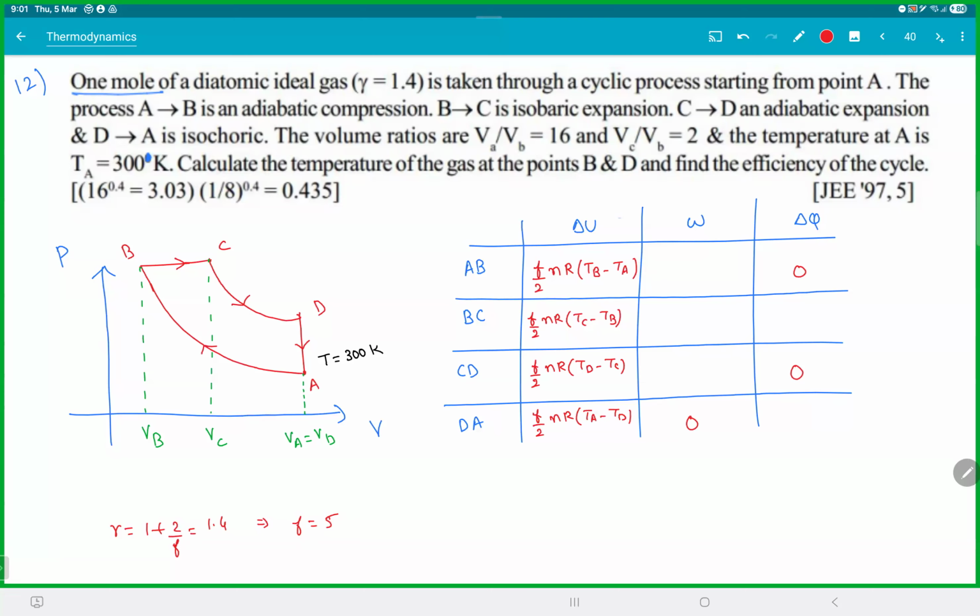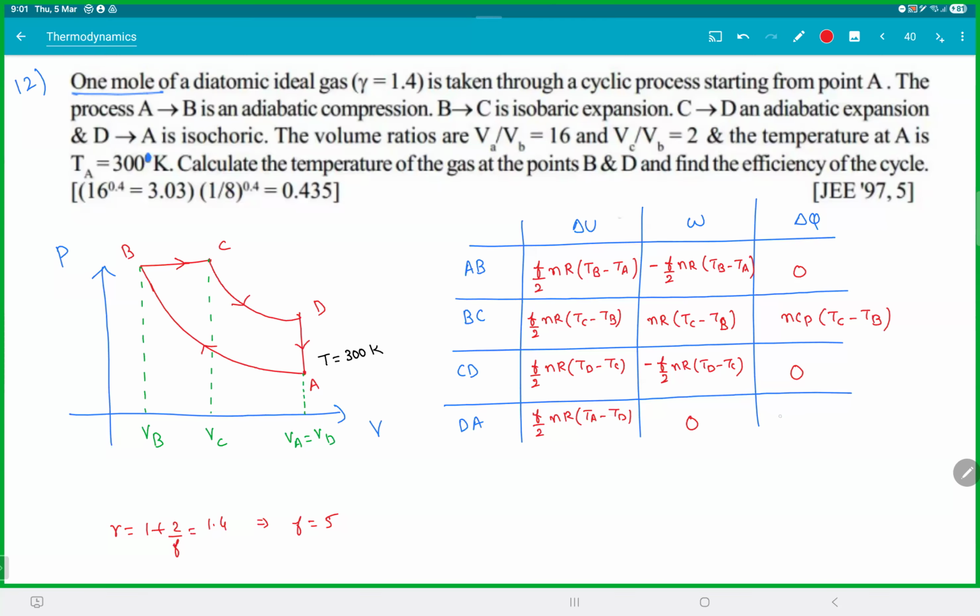Perfect. So you got all delta U's. If you got all delta U, in this cycle, if you see, the sum must be 0. So this is minus of F by 2 NR (TB minus TA). This will be minus F by 2 NR (TD minus TC). B to C is an isobaric process, which is NR delta T, which is TC minus TB. When you add them, for BC, this will be simply N CP (TC minus TB).